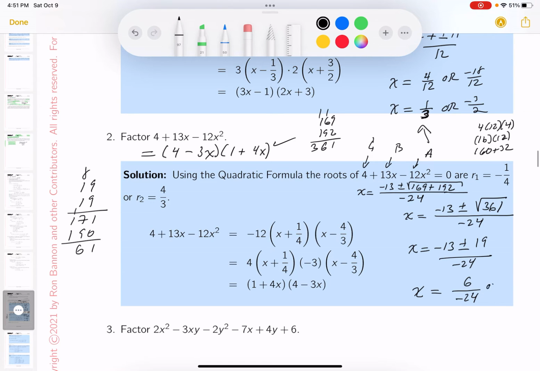Or, what's the other one going to be? Minus 13 minus 19. That's minus 32, right? Minus 24. I got to reduce this. This is going to be minus 6. 6 goes into 6 once. Goes into 24 4 times. Or, well, that's 8 then, right? So it's going to be 4 thirds.